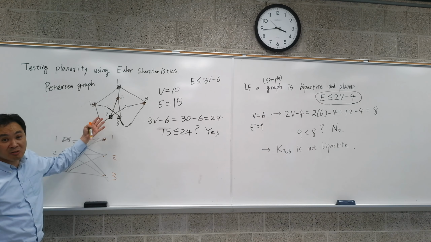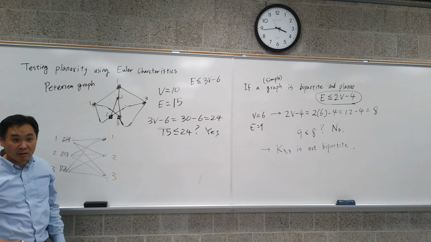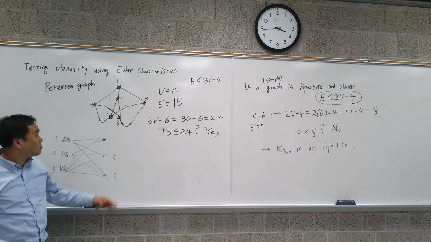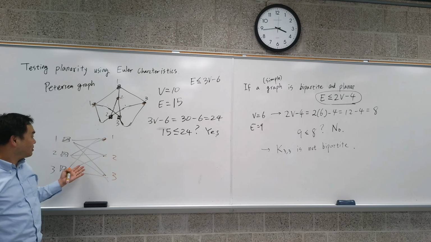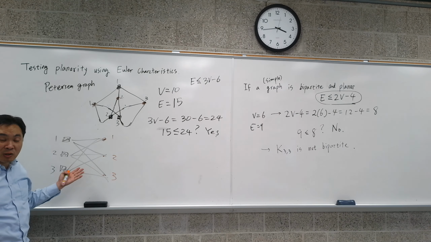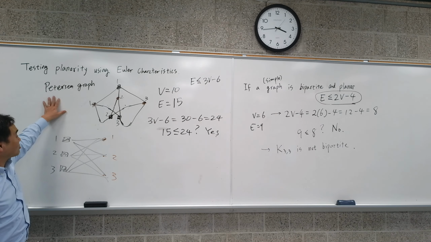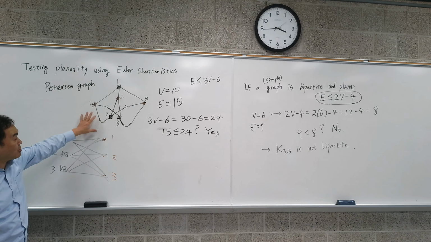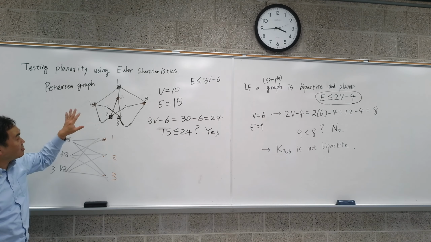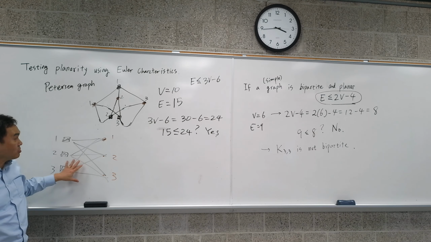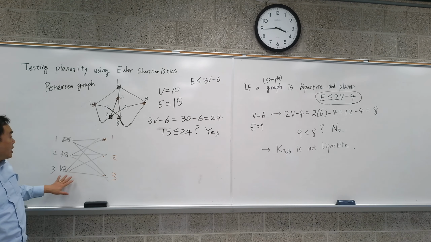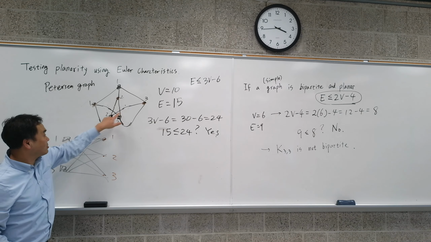Because this portion is a subgraph of the original one, right? The Petersen graph contains this as a subgraph, but this subgraph is like K33, which we know is not planar. So that's the proof that the Petersen graph is not planar. The Petersen graph is not planar because you can find this subgraph, which is isomorphic to K33 if you ignore these vertices, okay?